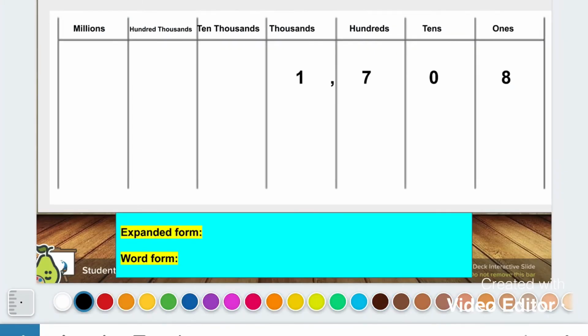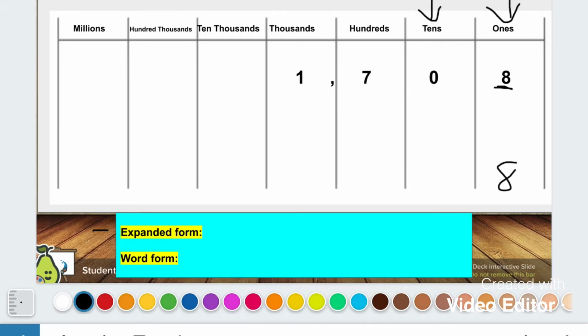Let's write this number in different forms. Let's look at expanded form. Remember you guys, expanded form means I'm stretching out my number to show the value of each digit. And as always, I'm starting in my smallest place value. So I'm starting in the ones. I have an 8 in the ones place. What's the value of my 8? That's right. It's just 8 because I have 8 ones.